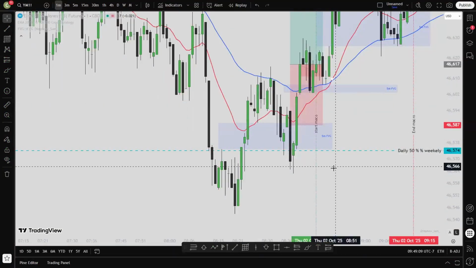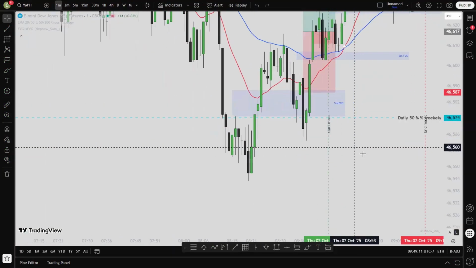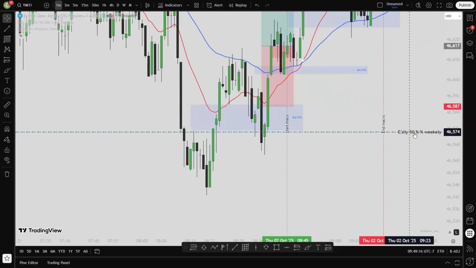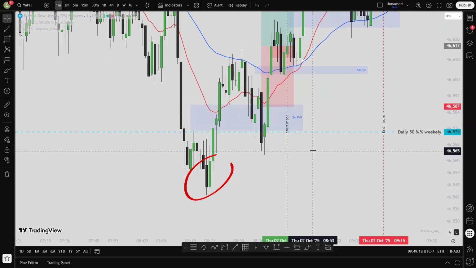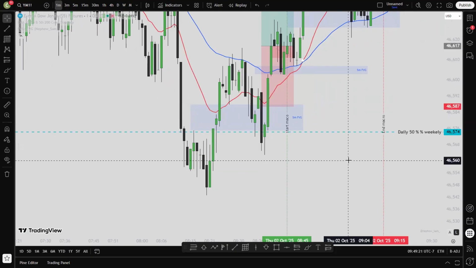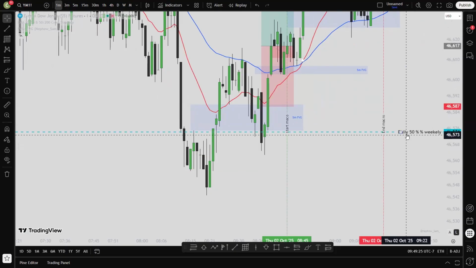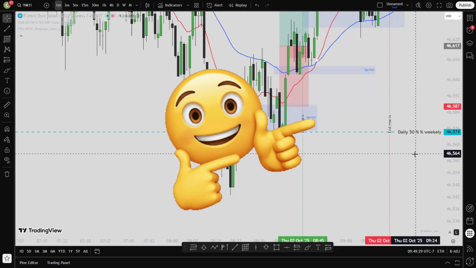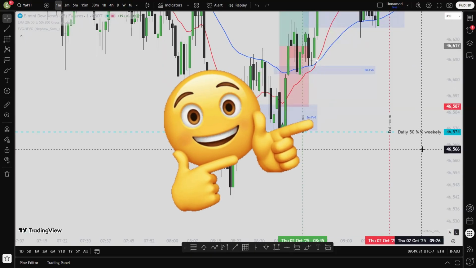Let's do a trade recap on this one. So the reason why I took this trade was because this is my bread and butter right here. When we dip below the daily 50% of the range of the previous day, it happens to match up with the weekly 50% range. Smart money buys in a discount, sells in the premium.